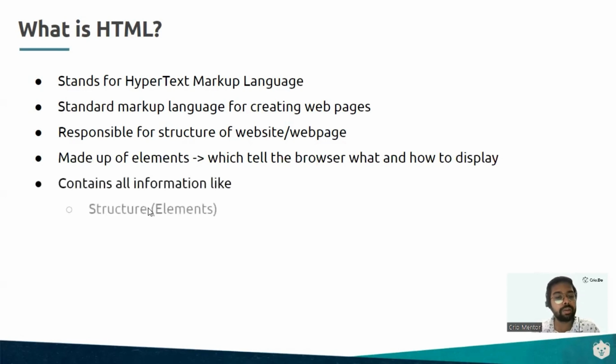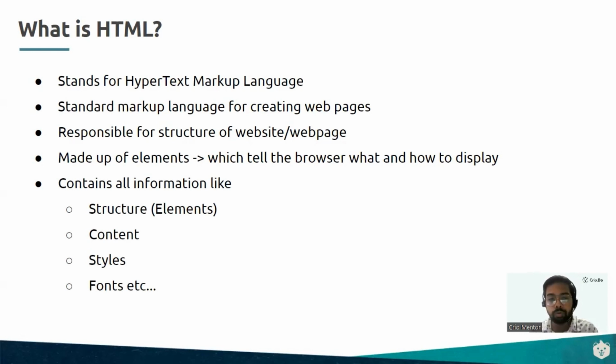It contains all the information like the structure, what all elements it contains, all the content that is going to go under that particular section, what are the styles associated with it, and what are the different fonts we want to use for showing different content. So these are all the things which are handled by HTML.